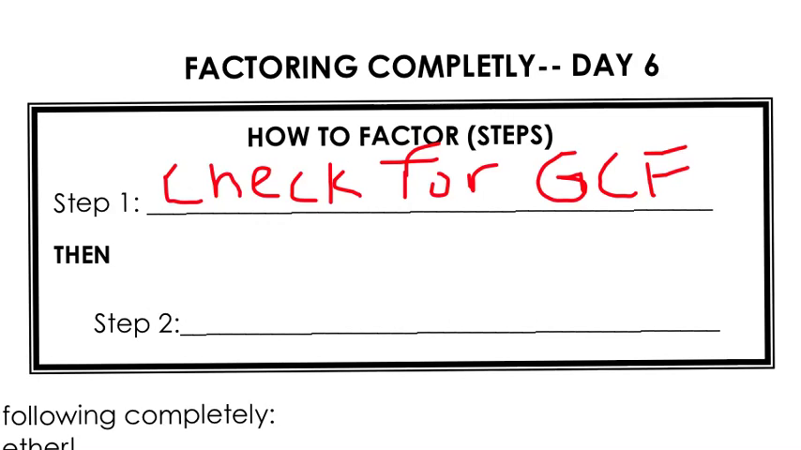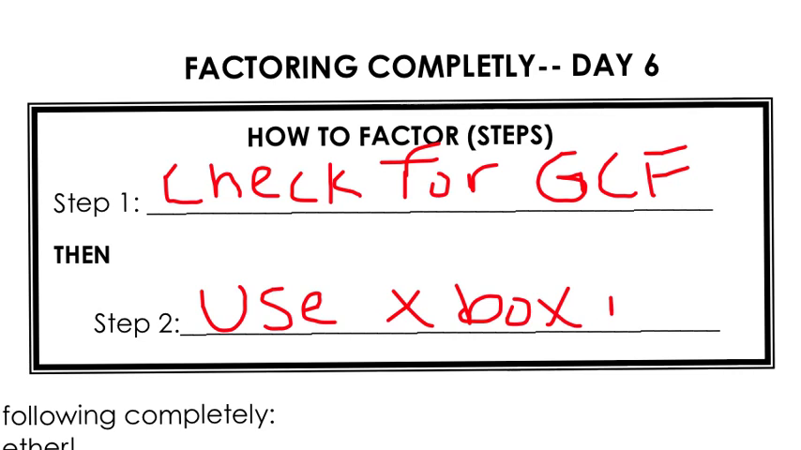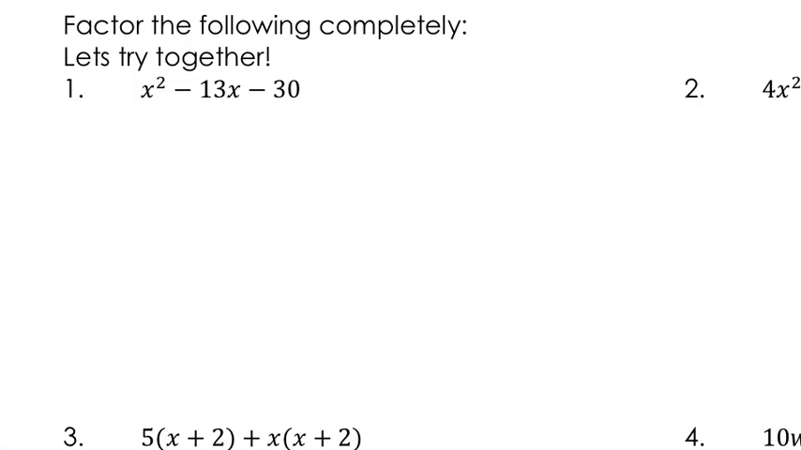After that, either if you have a GCF or if there's no GCF, step 2 would then be to use our Xbox method to factor. It works every time. The only exception would be if we see one of those difference of perfect squares or DOPs, in which case you could just jump straight to the end. Good luck, and here we go.